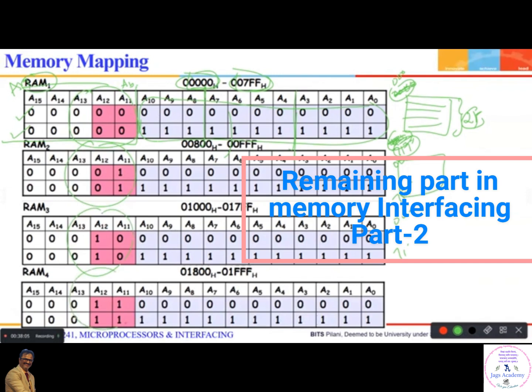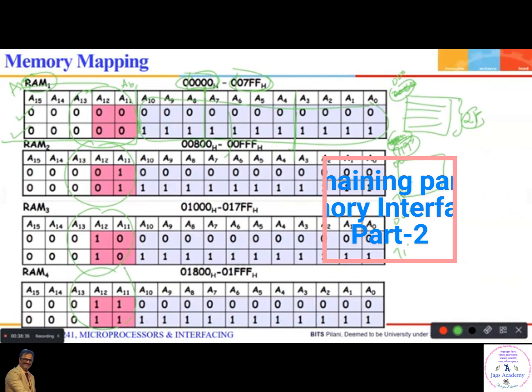Can I give these as the input ABC? Yes, I can give these as the input ABC to the decoder logic, so that a particular output line will be active low, and that is connected to the chip select of the memory. Right? Fine. Shall we continue this from the next class?